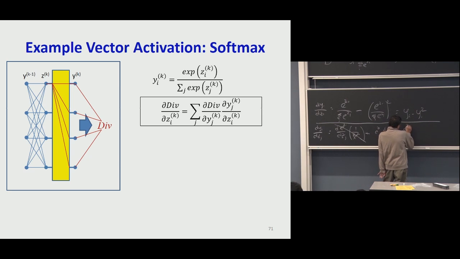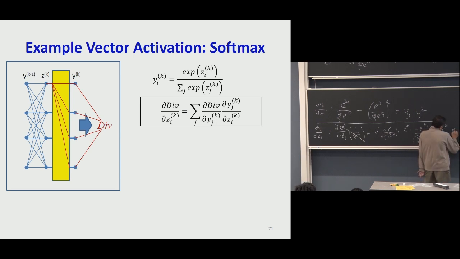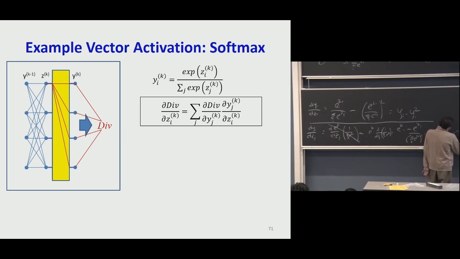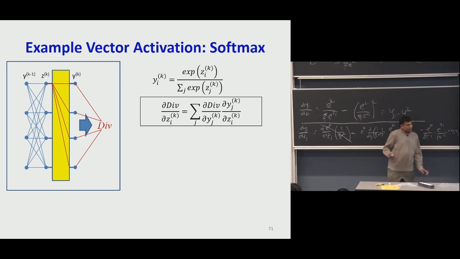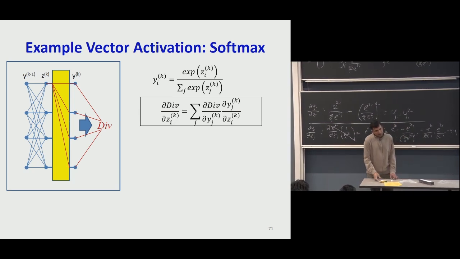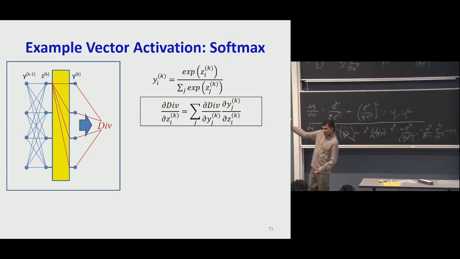That's going to be e raised to zi times minus of e raised to zj divided by summation k e raised to zk squared. That's going to be minus e raised to zi over the summation term, times e raised to zj over the summation term. That's equal to minus yi yj, right? Simple. Nothing particularly complicated about this arithmetic. But the point was the derivative in the straight line had one property. The derivative in the second line had a different property, right?